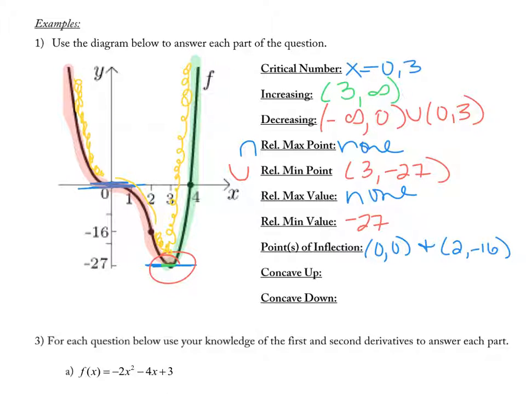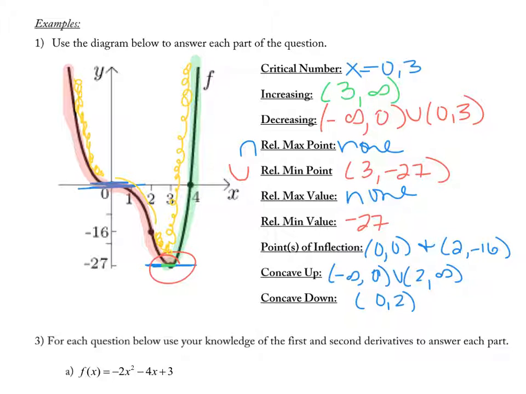Okay, from there, we're going to go ahead and write our intervals. Concave up is going to be from negative infinity to 0, and then 2 to positive infinity. And then concave down is 0 to 2. So once again, make sure, like we do for increasing and decreasing, that your concavity covers the entire number line from negative infinity to infinity. So negative infinity to 0, 0 to 2, 2 to infinity.